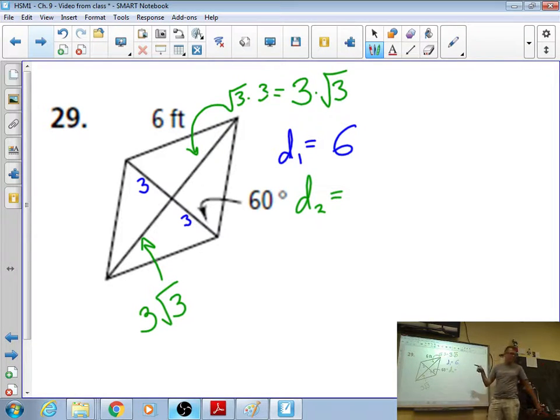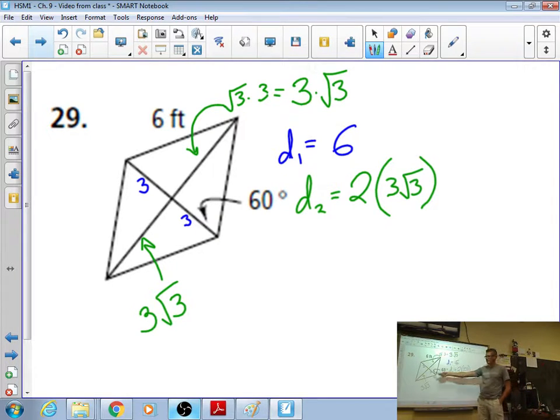If I have 3 radical 3's and another 3 radical 3's, what's 3 radical 3 plus 3 radical 3? Well, instead of having something plus itself, we could also just say I have 2 times 3 radical 3s. Because I have 3 radical 3 here, I have 3 radical 3 here, so that length will be double that. What's that come out to be? Some of us have some issues with this still.